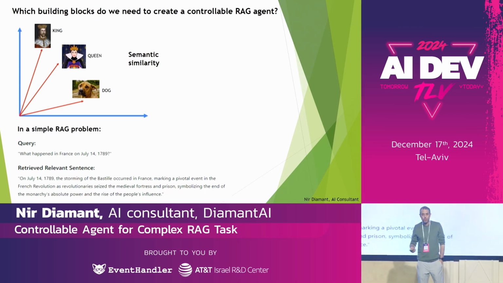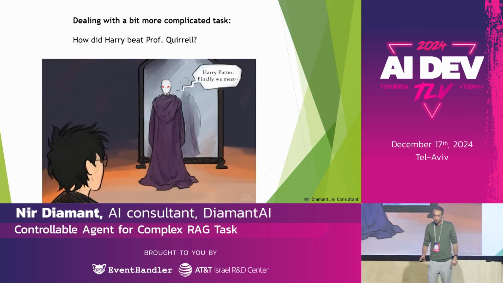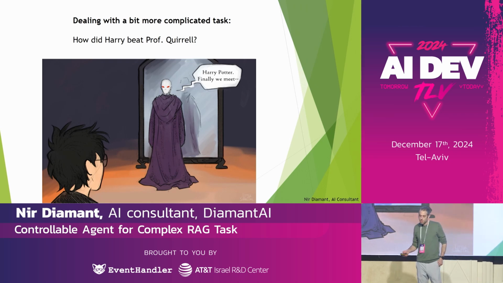In a simple RAG problem, for example, we have a history book, something with historical events. So a query could be: what happened in France on July 14, 1789? In this case, this history book contains a sentence saying on July 14, 1789, the storming, and so on. Searching the vector store is going to be very easy because we actually have the same phrases and wording.